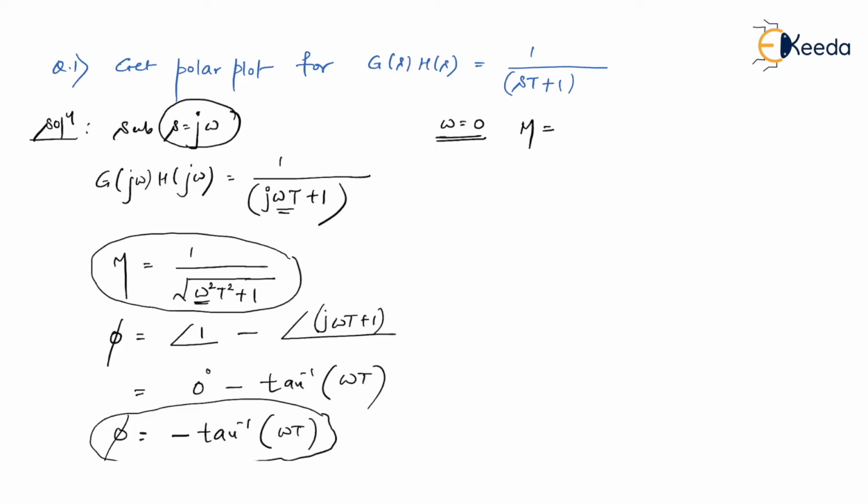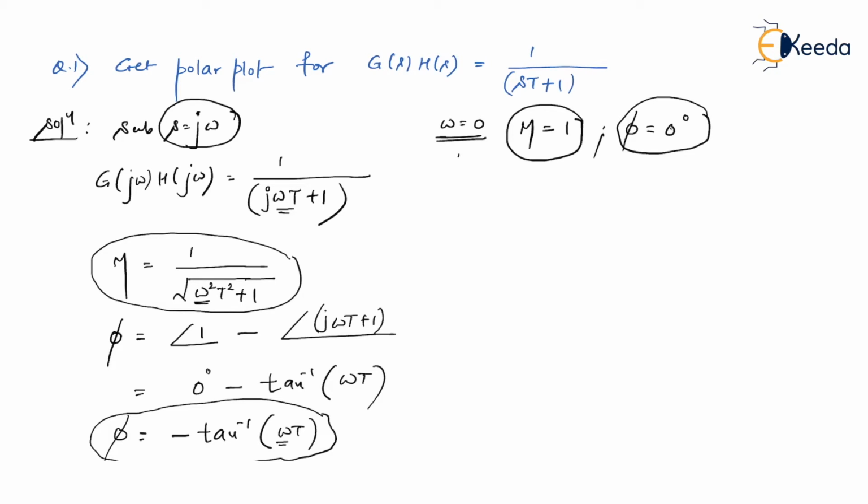Now you can imagine we have omega here, where if you substitute 0, it will become 0 square. So 0 square plus 1, it is 1, and 1 divided by root 1, so magnitude will become 1, that is unity. Whereas let us see what the phase angle is. So phase is equal to, with omega equal to 0, minus tan inverse of 0 degree, and you know that tan inverse of 0 is 0 itself, so phase becomes 0 degree. So we have magnitude and phase for GH when omega equal to 0.